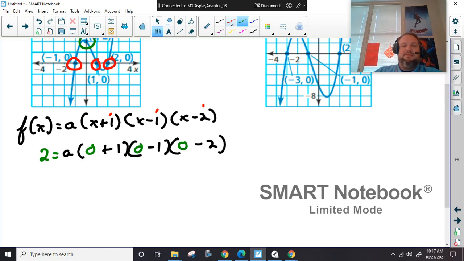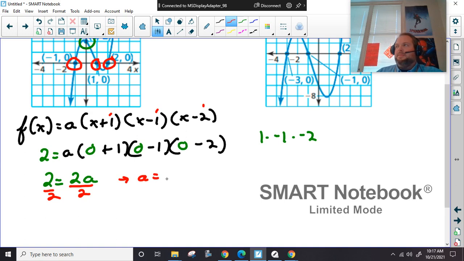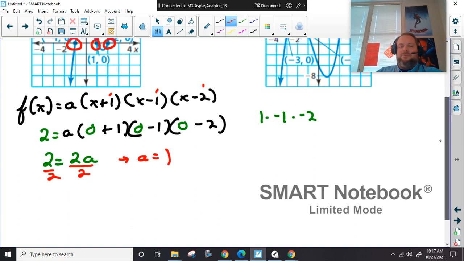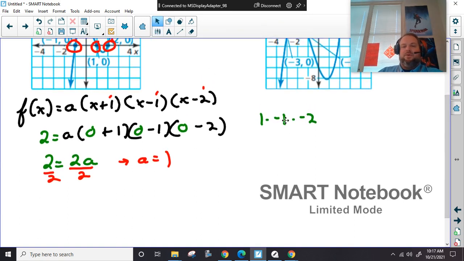So we have 1 times -1 times -2. So this becomes a 2a. And we solve by dividing. So what does a equal? 1.